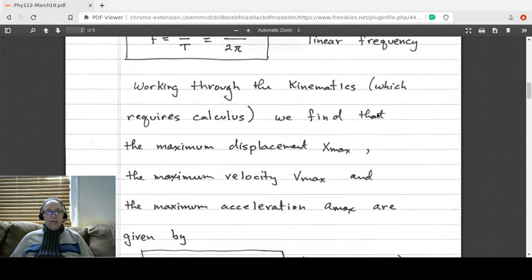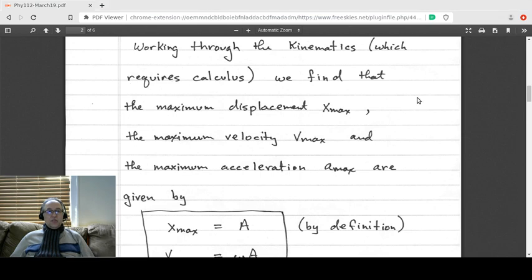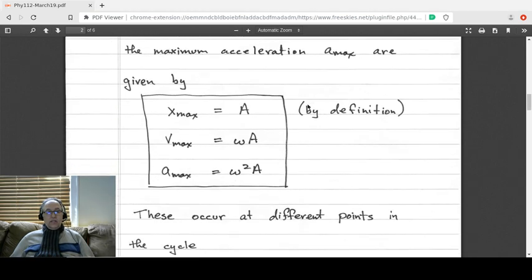The next thing is we can ask certain types of kinematic questions about this motion, because all of that information is in the A cosine omega t. We might want to ask things like, what is the maximum displacement from equilibrium? What's the maximum velocity that this oscillator will achieve as it oscillates back and forth? What's the maximum acceleration? And at what points in the cycle do these maxima occur? And so here's the answer.